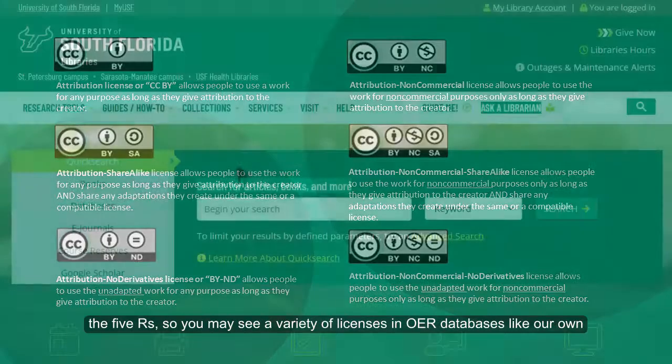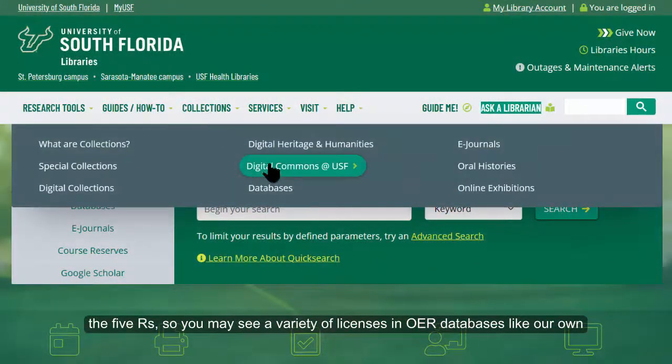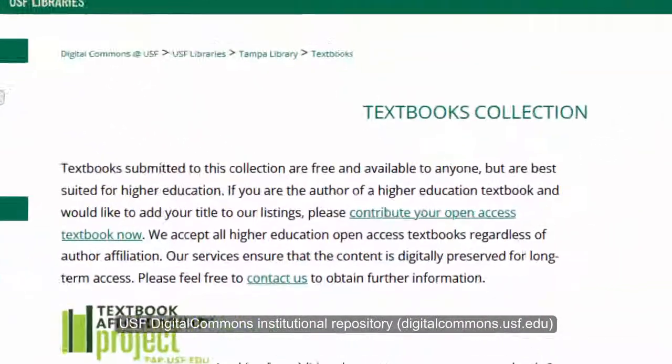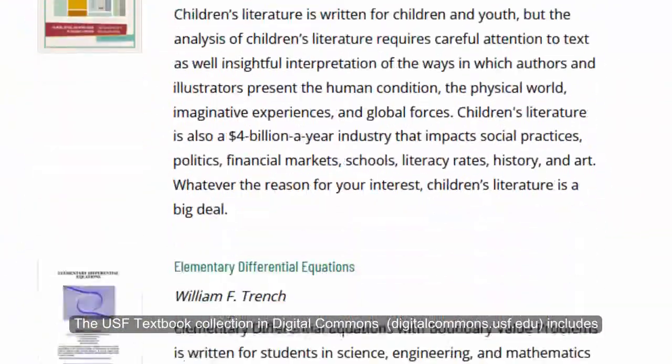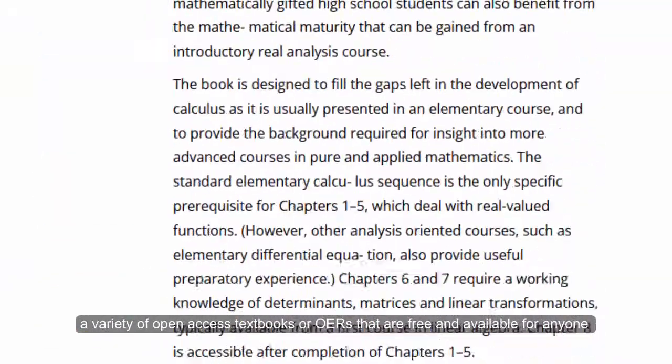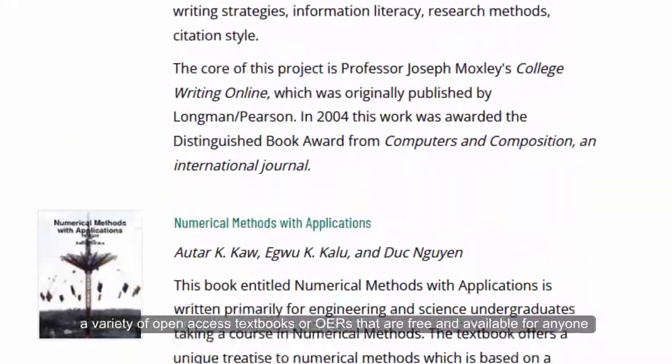There is some disagreement in the community about what other licenses allow for the 5Rs, so you may see a variety of licenses in OER databases and collections, like our own Digital Commons Institutional Repository. The USF Textbook Collection in Digital Commons includes a variety of open access textbooks, or OERs, that are free and available for anyone to use.